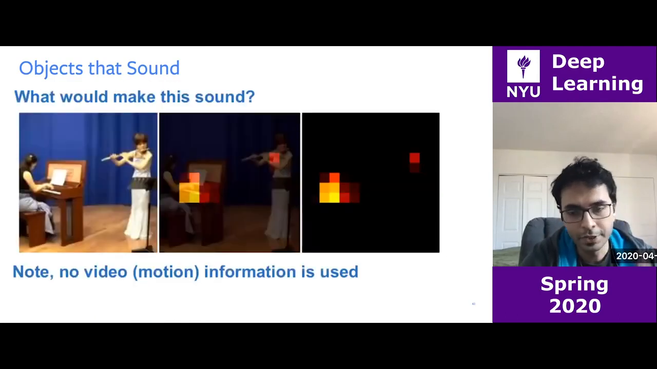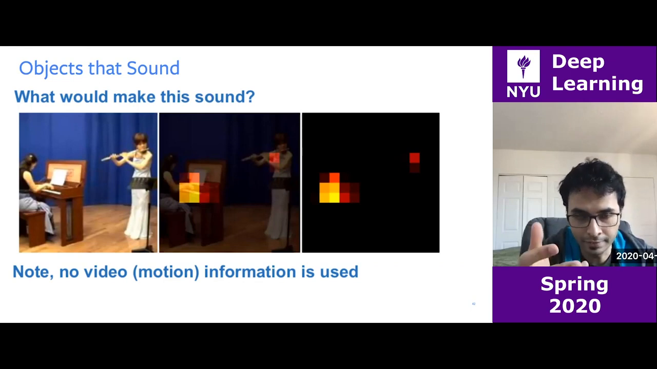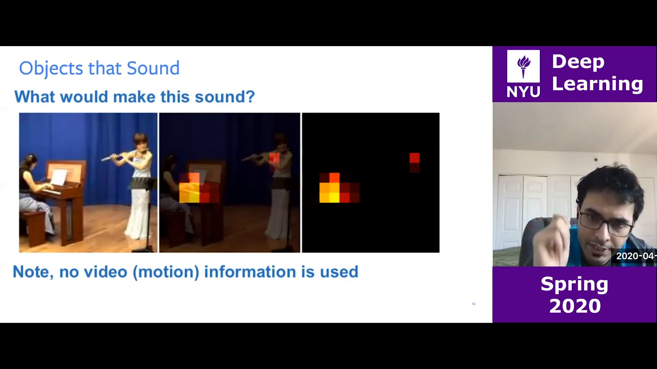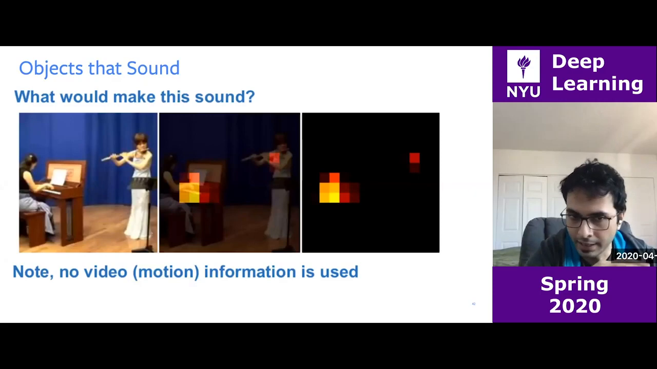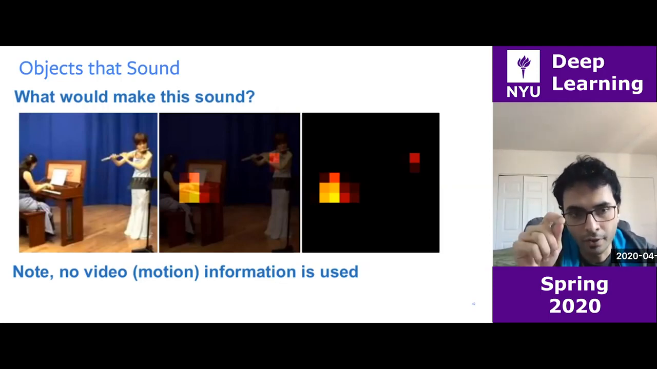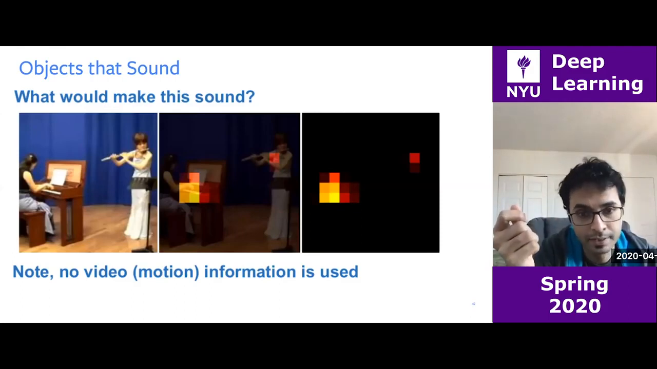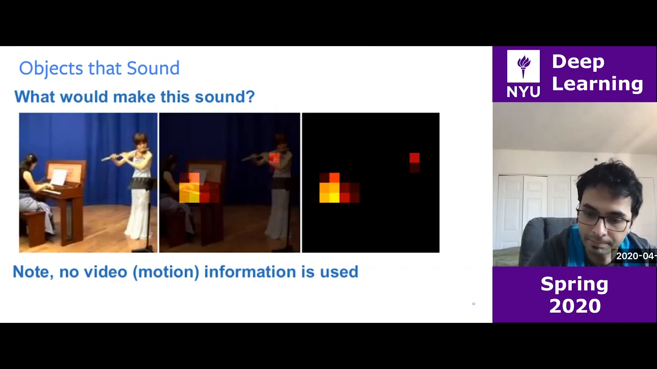So in this particular case, the author looked at visualizations for two instruments. So you have a piano and a flute. And you look at just the video information and nothing else. The network already puts a very high visual importance on the piano and on the flute. And this is because when you feed forward this image, it knows that there are going to be these two kinds of things that can produce sounds. So it really learns to identify these kinds of objects automatically.